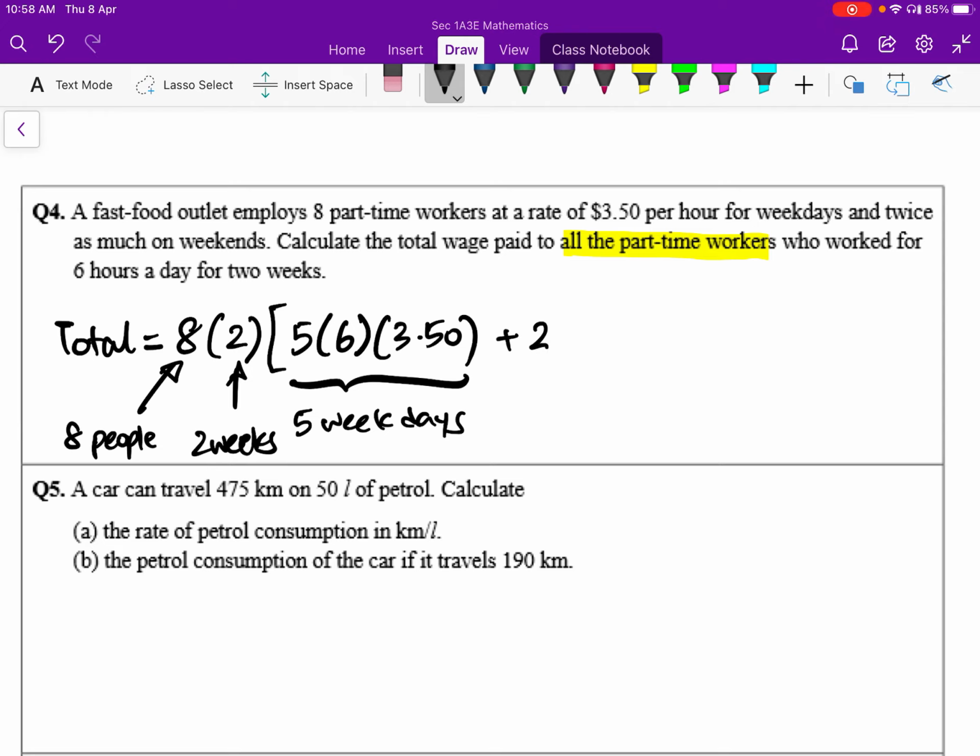So 2 days. Again, your 6 hours. But this time, he is paid twice as much on weekends. So originally 1 hour was supposed to give you $3.50. But on weekends, it is going to give you double of $3.50. And this is the working. Okay, one line, and we have everything.